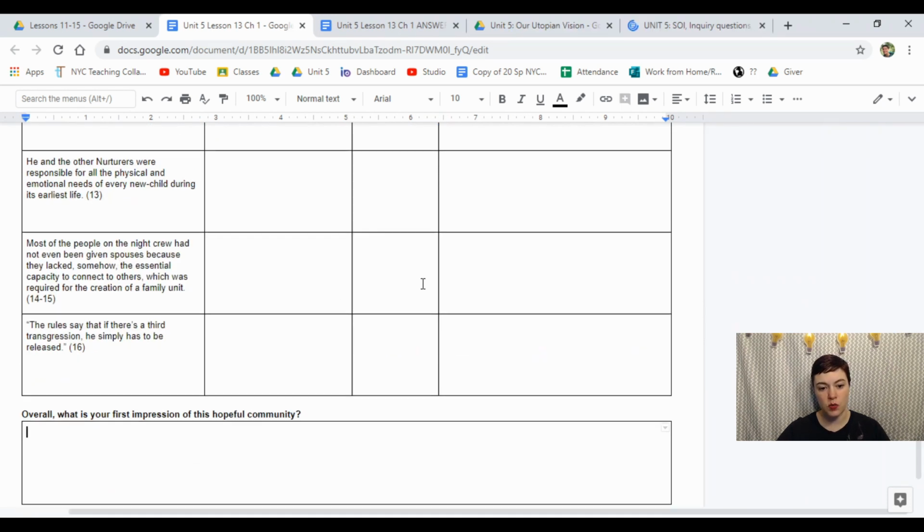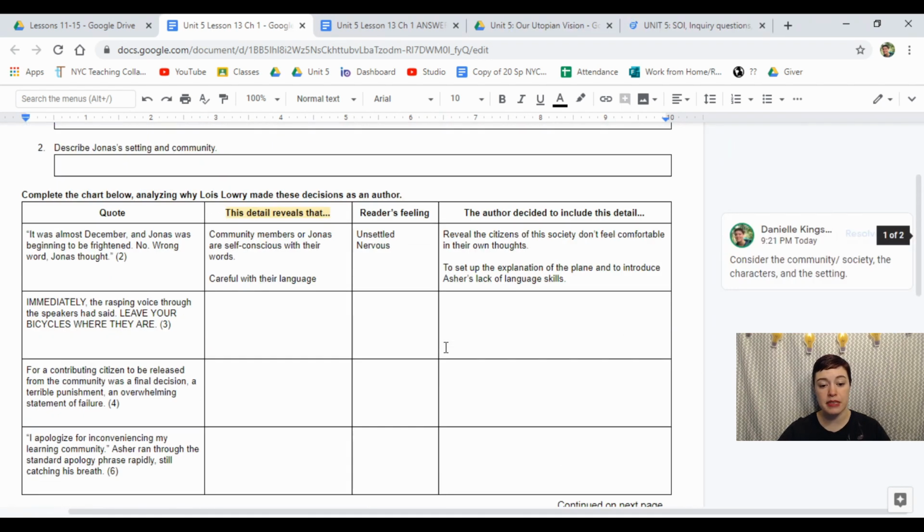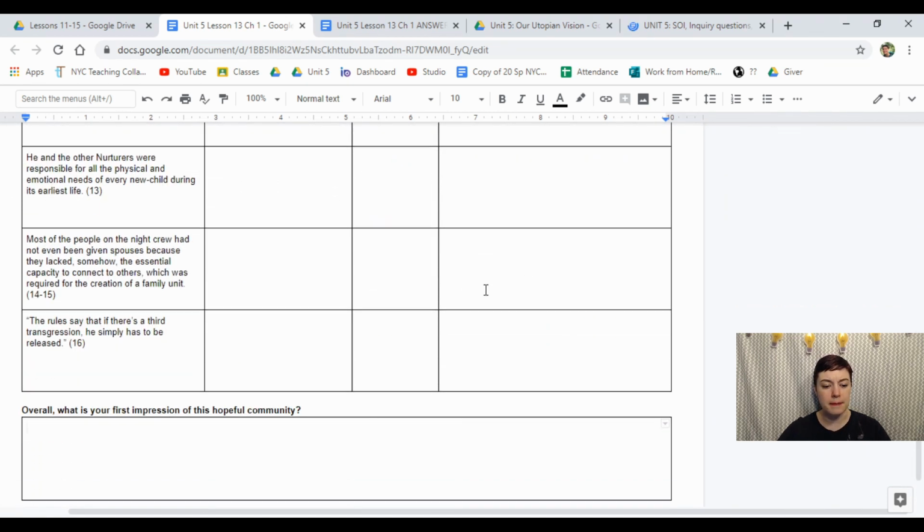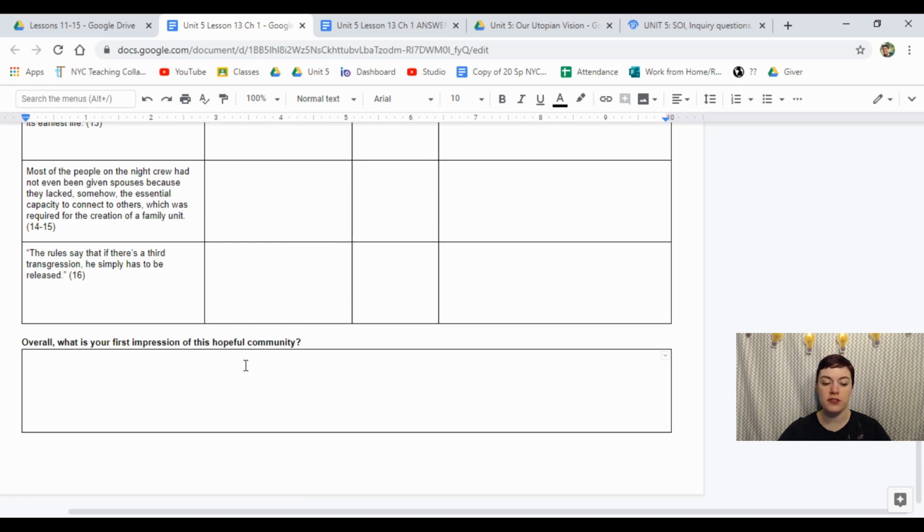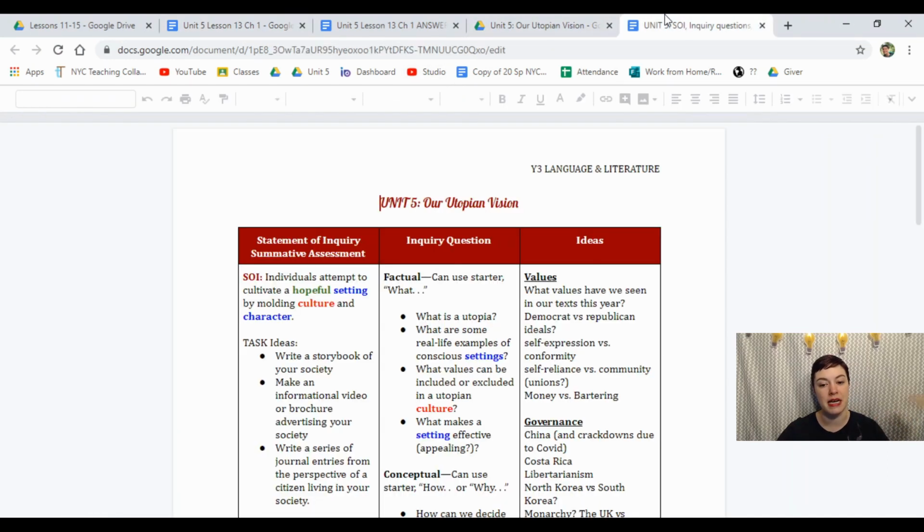When you're done with all of these boxes, and please note you might have multiple answers for particular boxes, and that's okay. At the bottom here, it asks you, overall, what is your first impression of this hopeful community? And this is a free write, again, expecting 3 to 5 sentences. And if the words hopeful community sound bizarre to you, that's because it's from our statement of inquiry, which you guys worked on Monday, right?